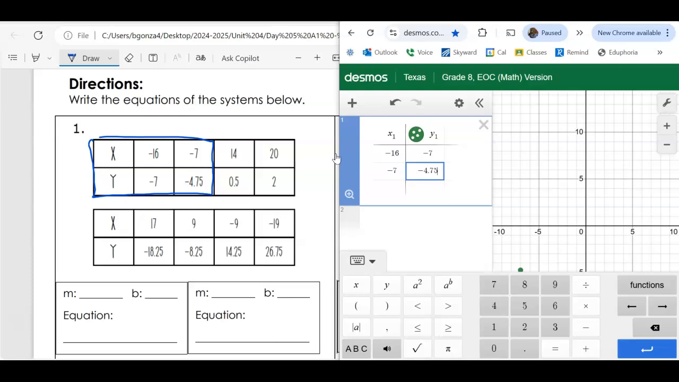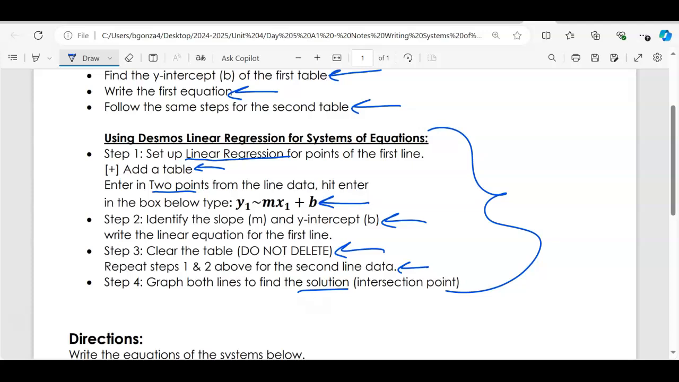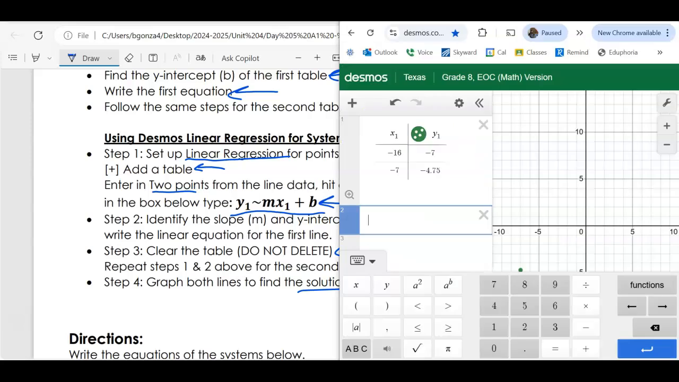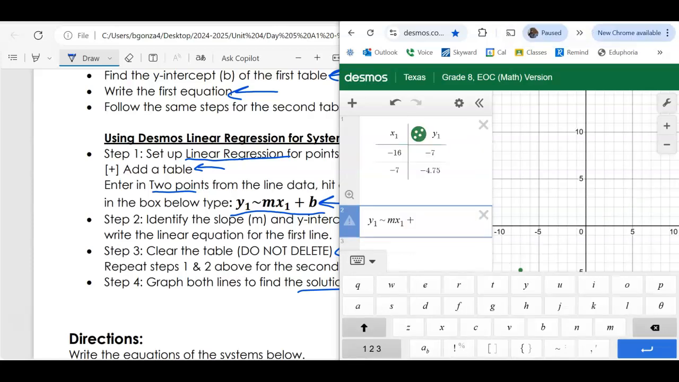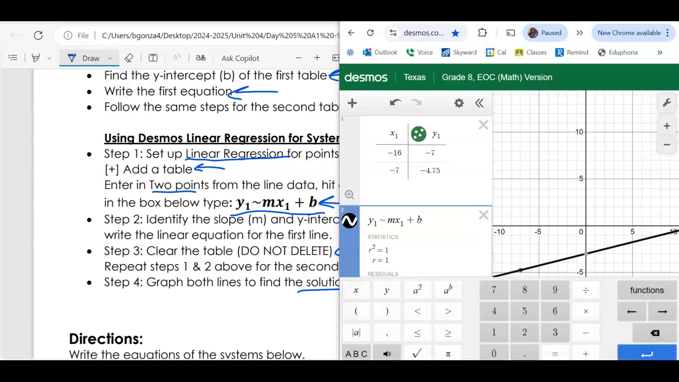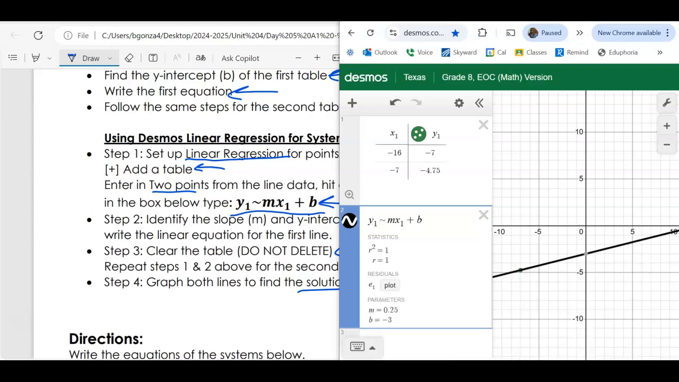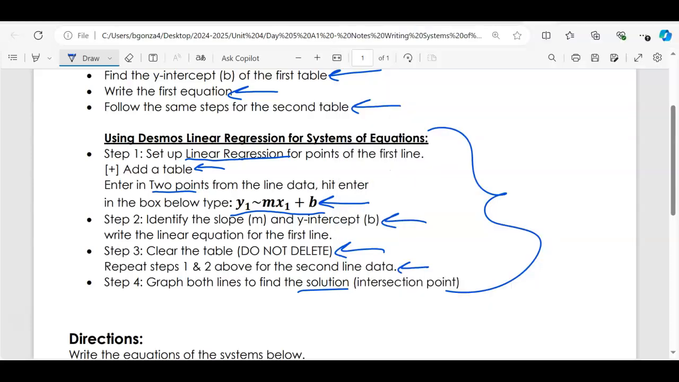All right, so I put 2 points into my table since it's linear. I go down to this second place right here, and I'm going to type in, like we talked about, y1 squiggle m x1 plus b. So if you have to memorize that, y1 squiggle m x1 plus b. If you do that, it'll give you m and b right here. So m is 0.25, b is negative 3.